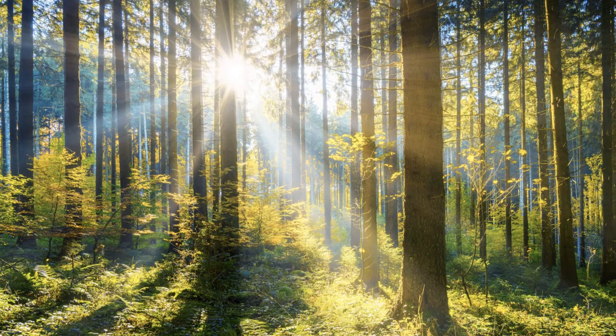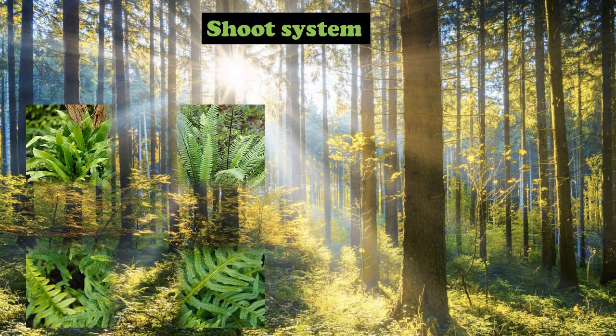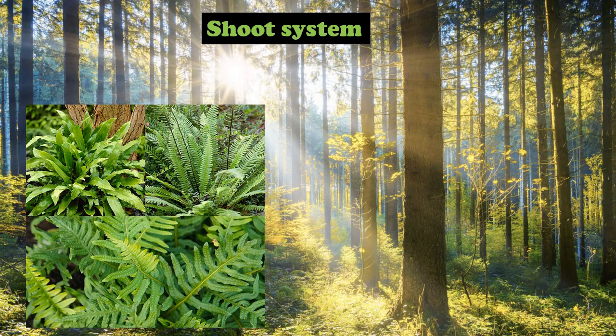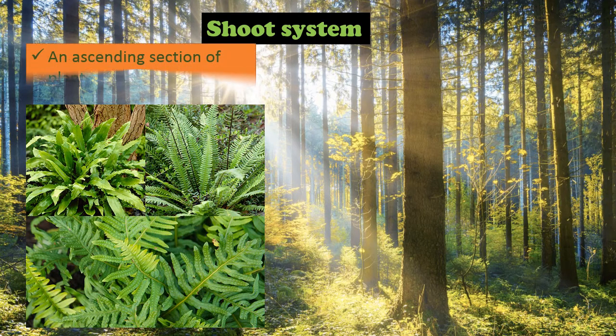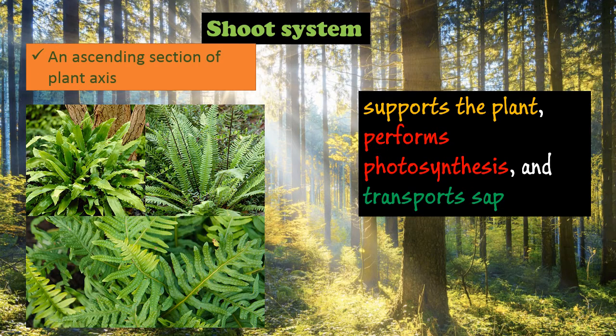First of all, the shoot system. The shoot system is the ascending section of a plant. It means it grows upward above the ground. It supports the plant to perform photosynthesis and transport saps.